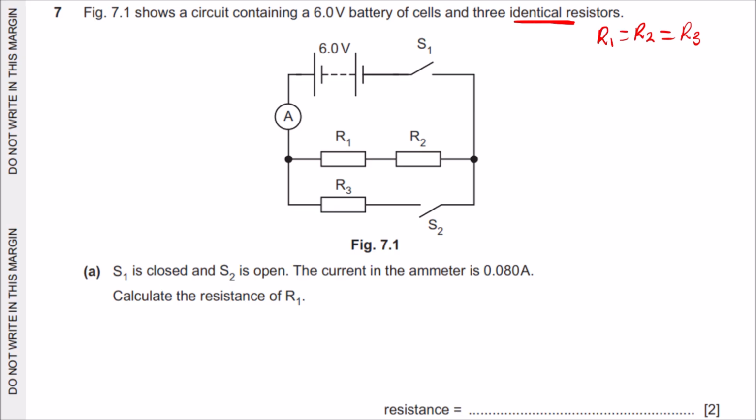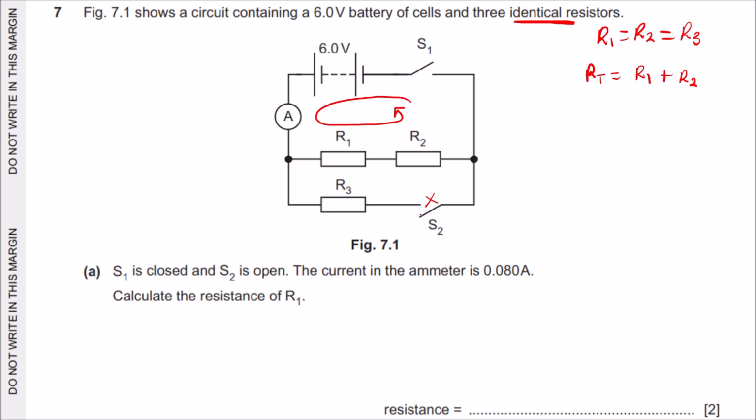Now if switch 2 is open, it means we only have one loop in this circuit. So current will only flow around this loop. No current will come to this loop since this one is open. Meaning the total resistance in this circuit is the same as R1 plus R2 because R3 has been taken out since switch S2 is open.